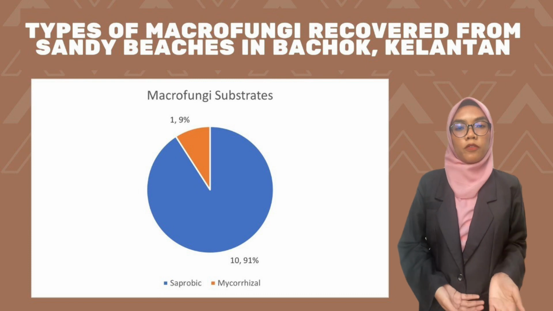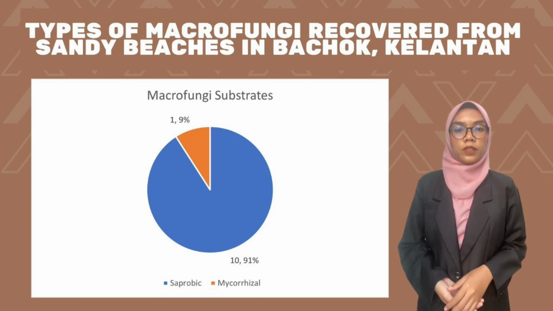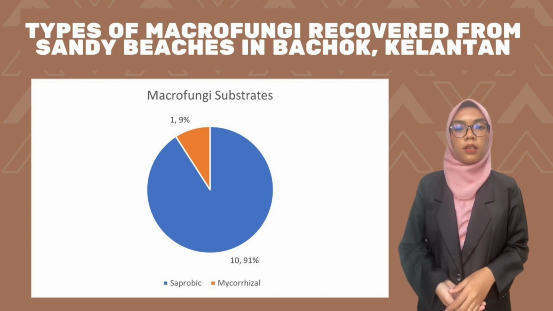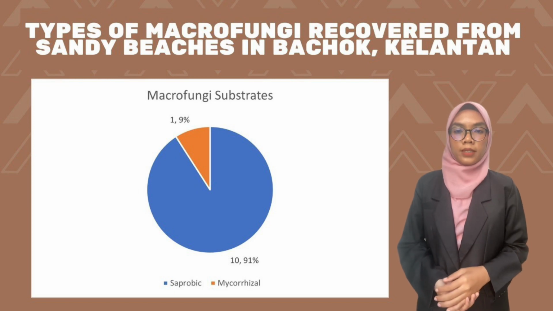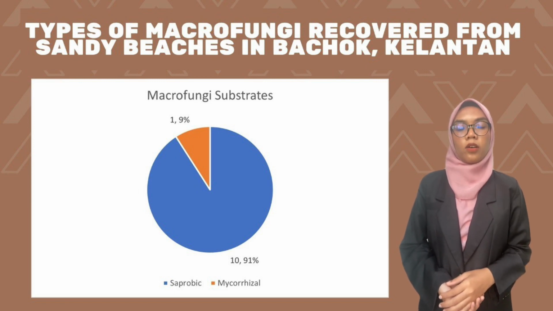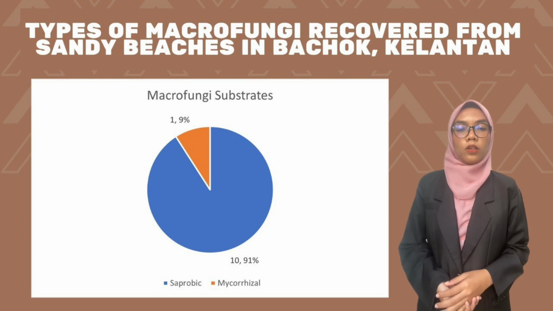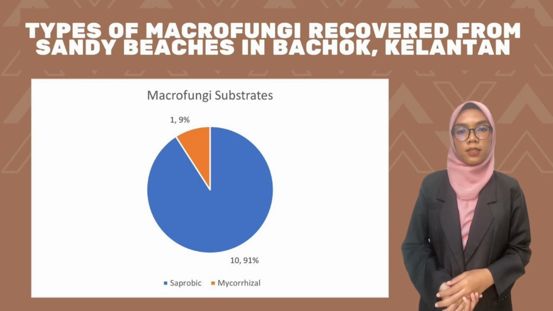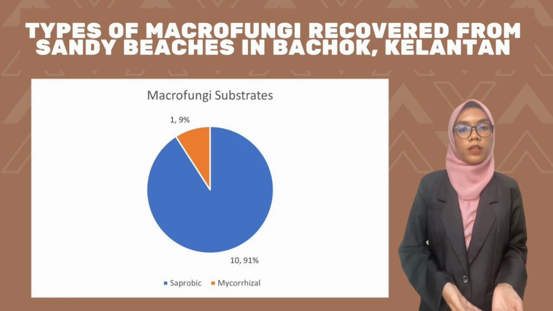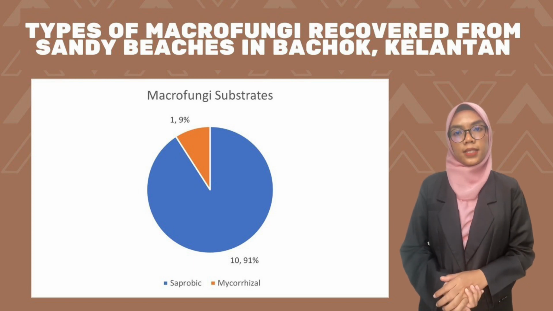There were two types of macrofungi recovered, which were saprobic and mycorrhizal. Mycorrhizal macrofungi create mutualistic connections with the roots of plants, especially trees. This symbiotic association helps both the fungus and the host plant. In this research, the mycorrhizal macrofungi was Hebeloma species.